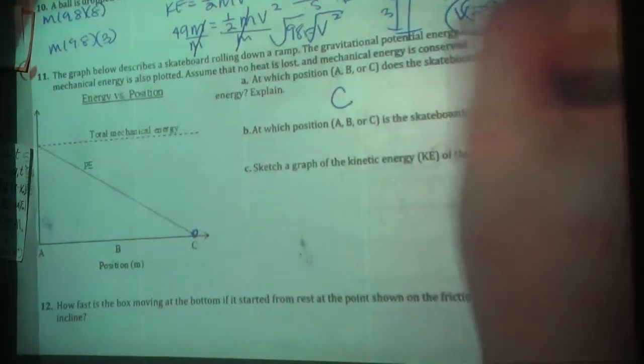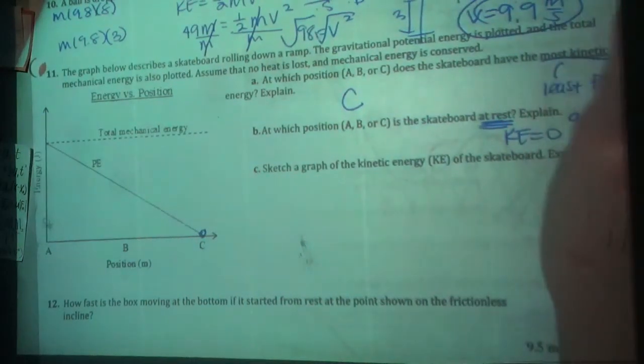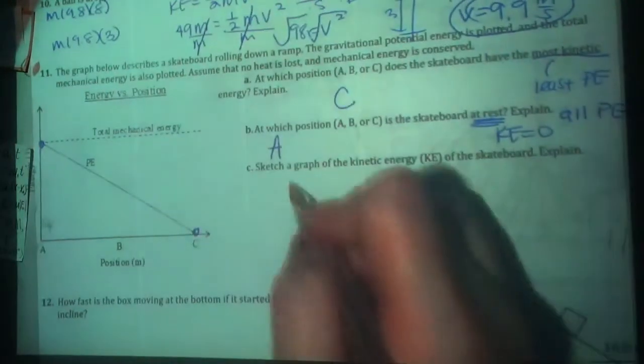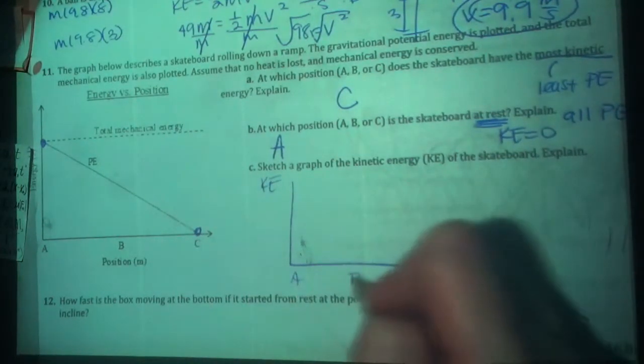Where is it at rest? So at rest means your kinetic energy is 0, which means you have all potential energy. So the point where you have all potential energy is right here. If you look, this is only potential. It has no kinetic because your potential is your total. So point A. And we want to sketch a graph of the kinetic energy at A, B, and C.